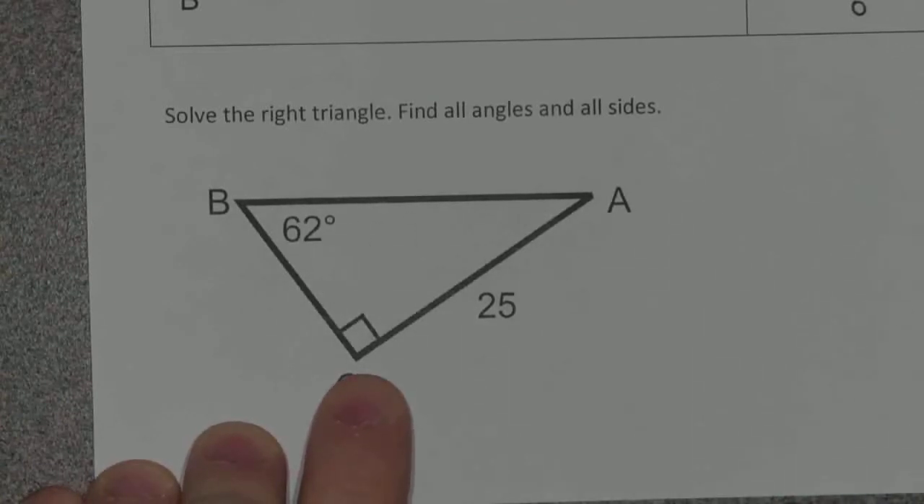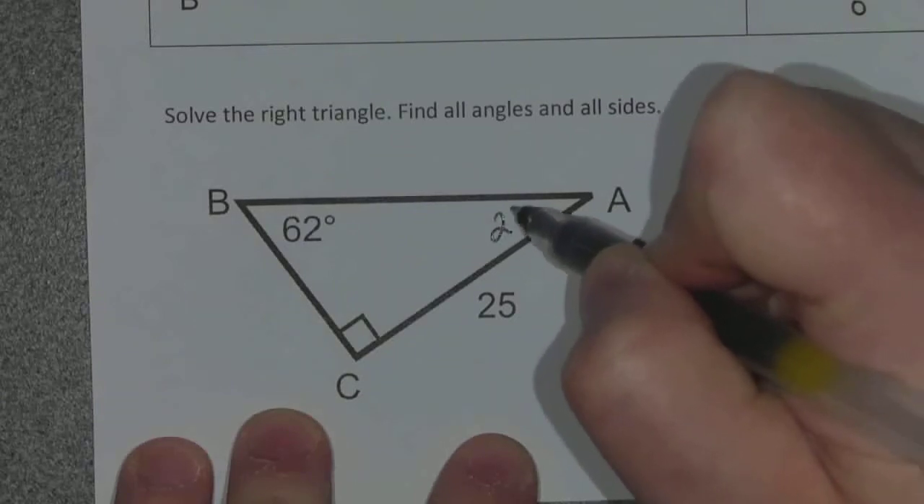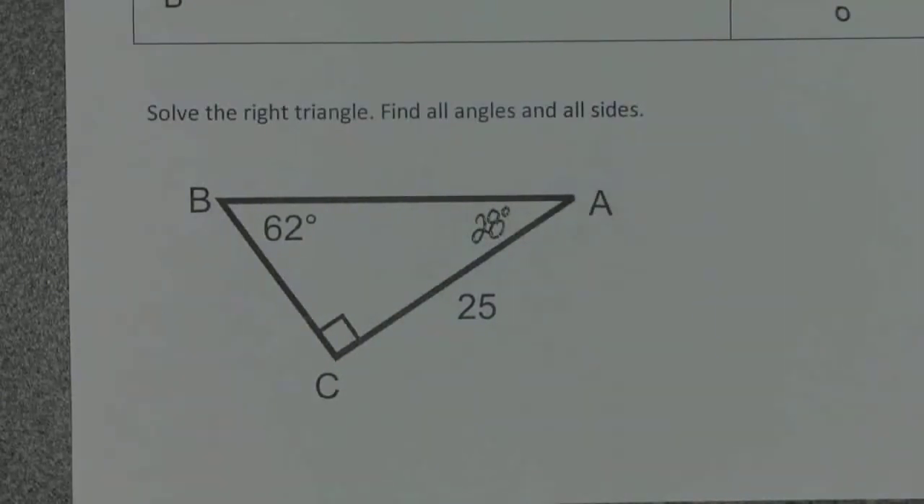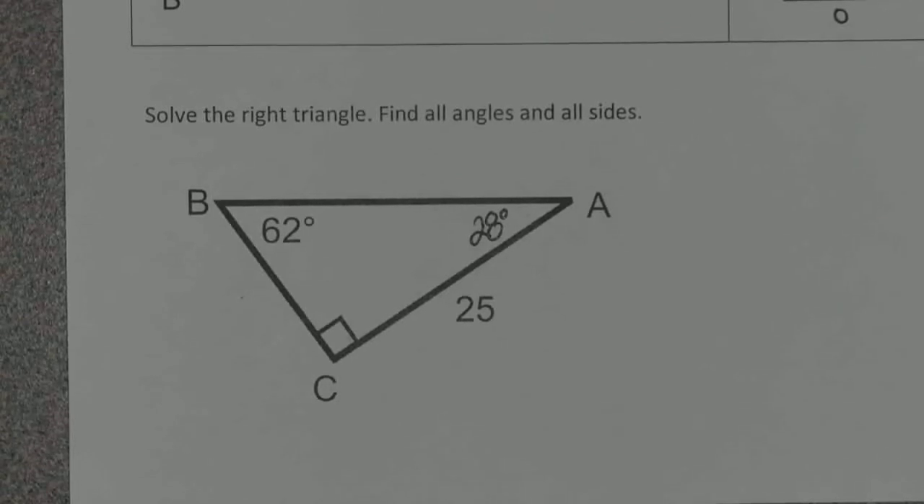I can find it by doing 180 minus 90 minus 62. So how much is this angle? 28 degrees. Now I'm missing 2 of my sides, so I'm going to have to set up at least one trig function to find one of the other sides. After I do a trig function, then if I have 2 of the sides, I could use the Pythagorean theorem if I want to, or I could set up another trig function.